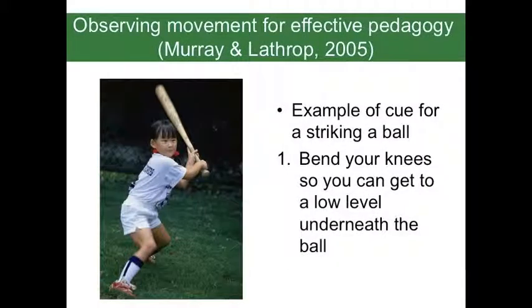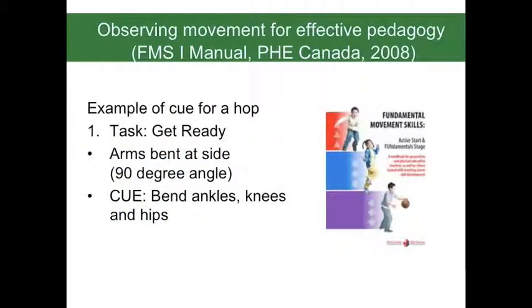Furthermore, Murray and Lathrop provide pedagogical strategies for observing skills. Verbal tasks should employ specific language that draws attention to body and environmental cues that can assist with skill improvements. Observational skills also require visual acuity, movement analysis skills, and translation of visual images into an effective oral vocabulary. Providing refining cues is also important to help learners improve their skills development. For example, from the Fundamental Movement Skills series developed by PHE Canada, refining cues for the fundamental skill of hopping could include reminding students to bend their ankles, knees, and hips.